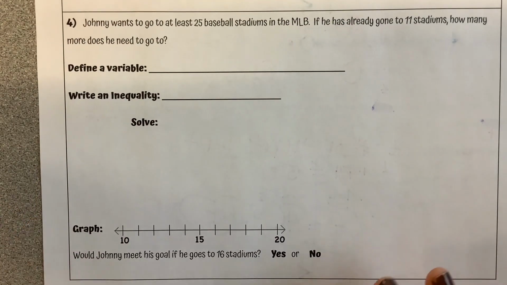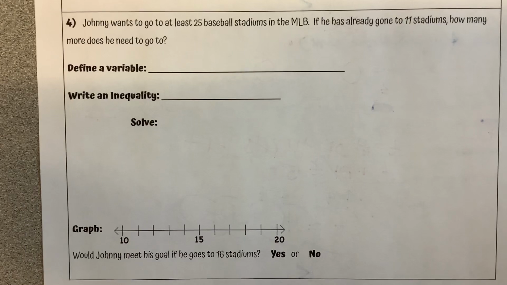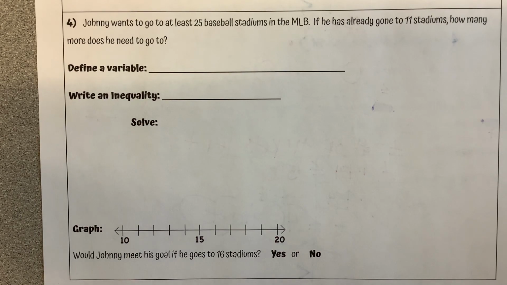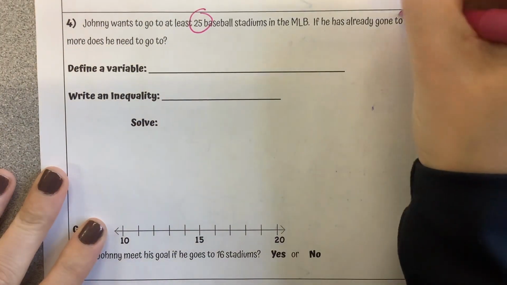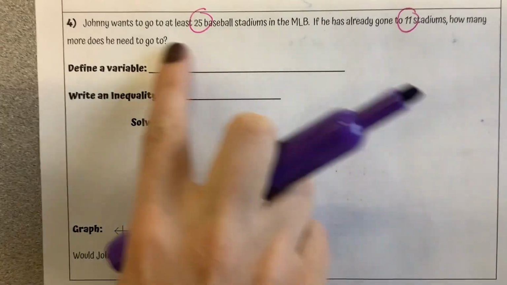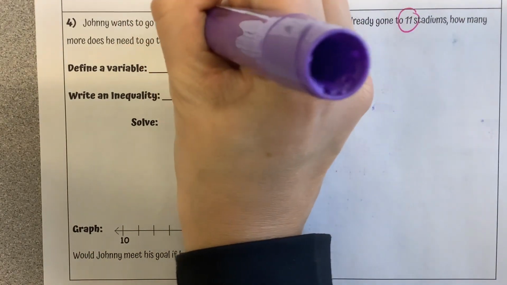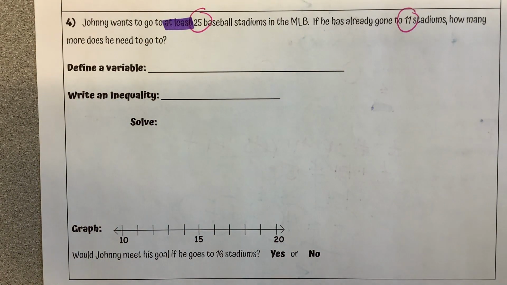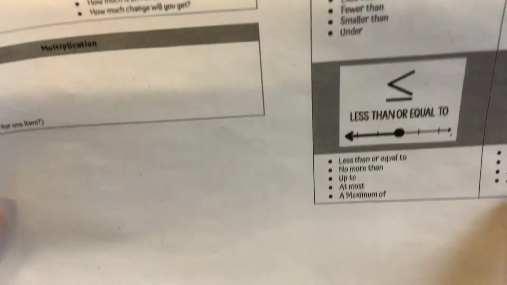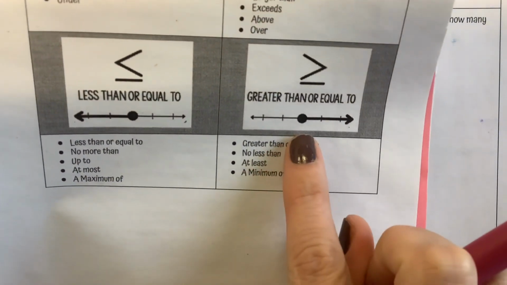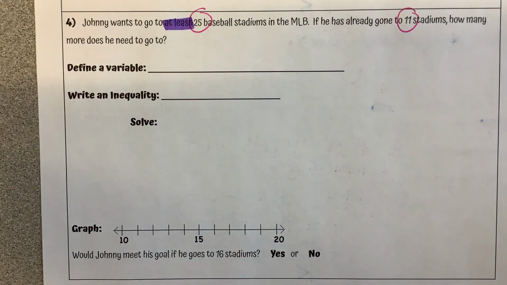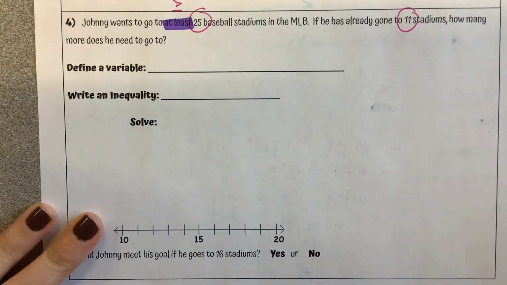All right, last problem. Johnny wants to go to at least 25 baseball stadiums in the MLB. If he has already gone to 11 stadiums, how many more does he need to go to? So circling my numbers. Looking at my total, he wants to go to, the total is 25. The word that's directly to the left, at least, is going to tell me my inequality symbol. If I look on my chart, at least is here where it's greater than or equal to. So I'm going to write that down here, greater than or equal to.